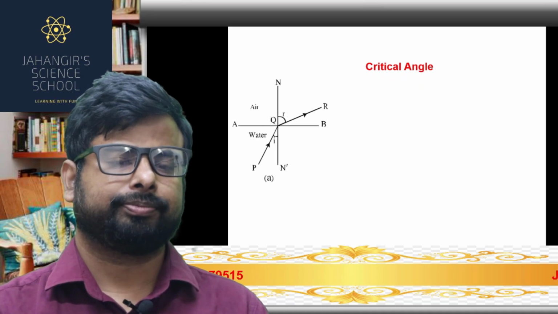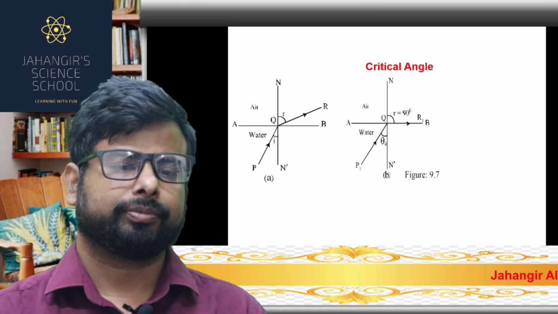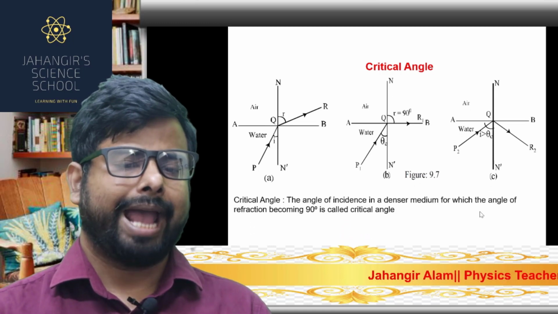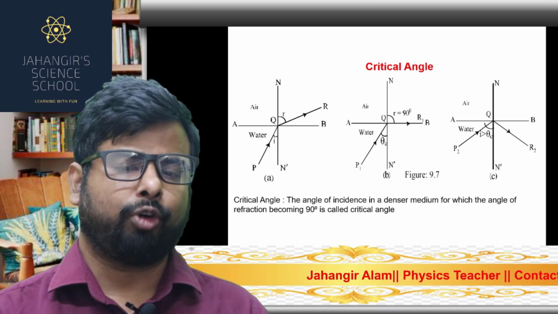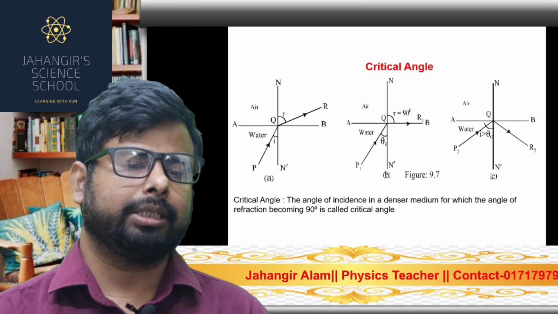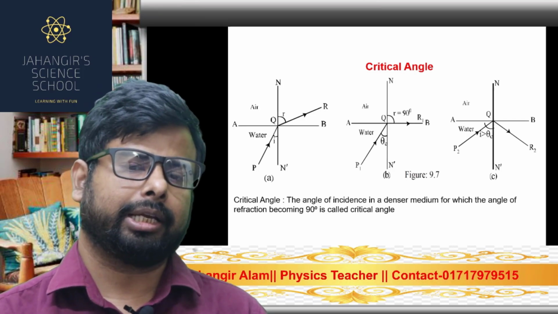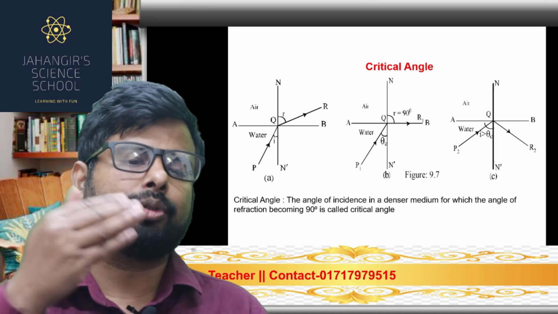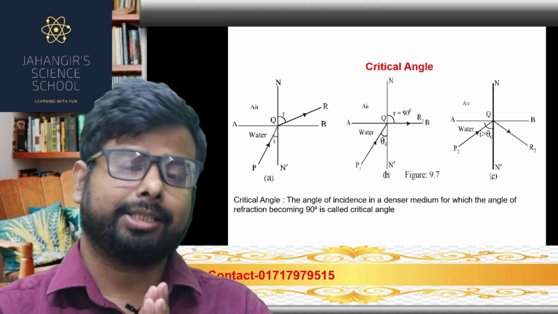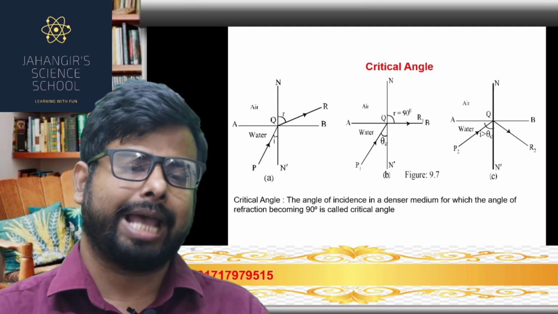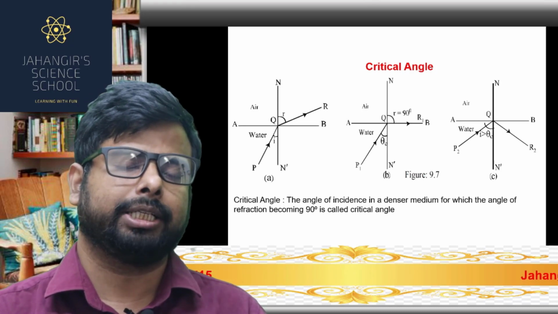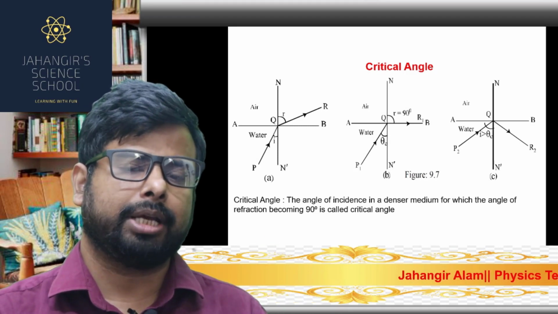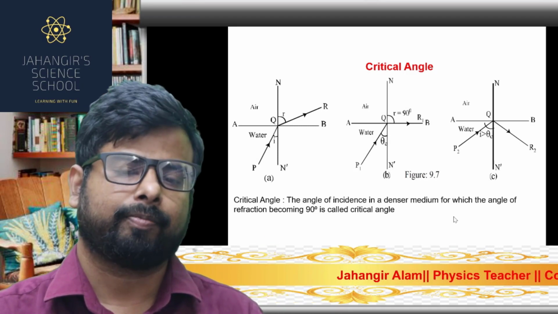Critical angle. What is the critical angle? The angle of incidence in a denser medium for which the angle of refraction becomes 90 degrees is called the critical angle. That means when light passes from a denser medium to a rarer medium, for a certain angle of incidence, the angle of refraction becomes 90 degrees. Then that angle of incidence in the denser medium is called the critical angle.